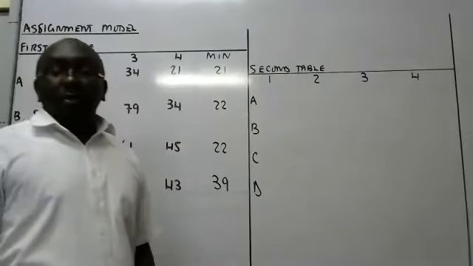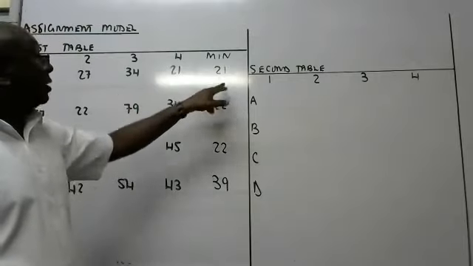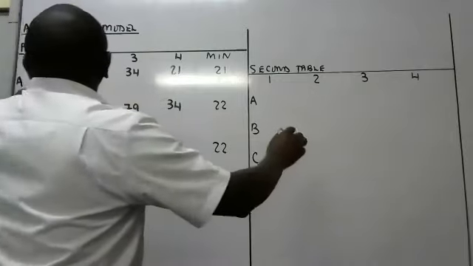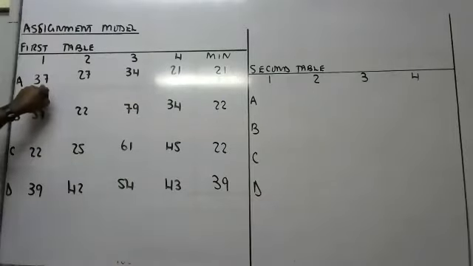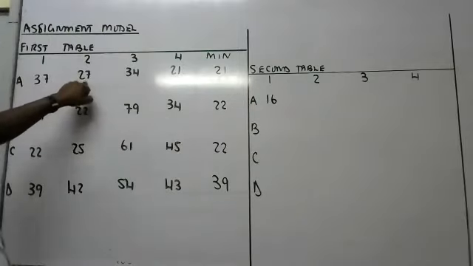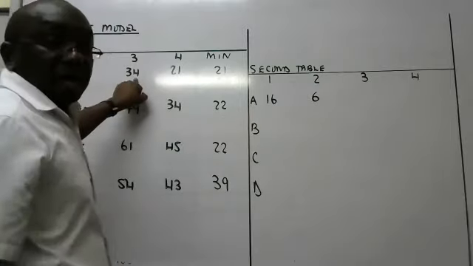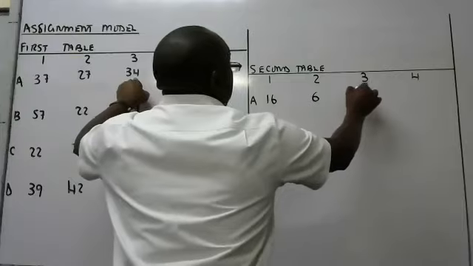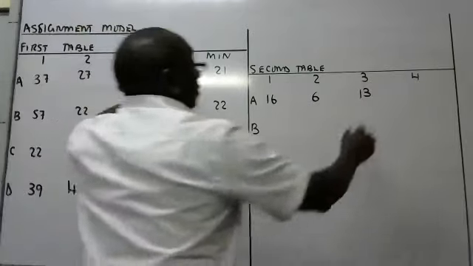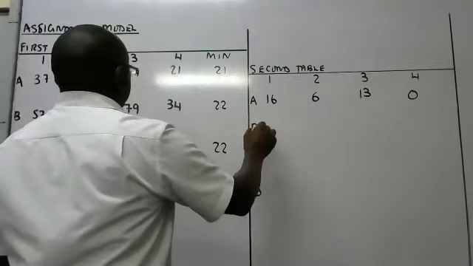To get the second table, you subtract these minimums from the others in their rows. Starting with row A, 37 minus 21 is 16, so I put 16 here. 27 minus 21 is 6. 34 minus 21. 21 minus 21 is 0. For the next row, 57 minus 22 is 35.